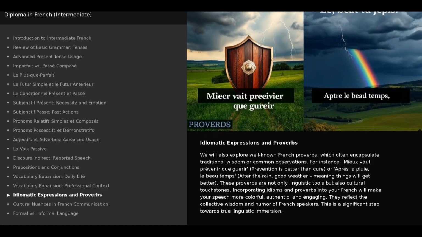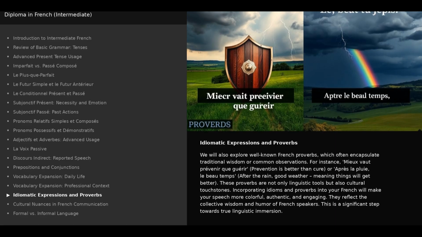We will also explore well-known French proverbs which often encapsulate traditional wisdom or common observations. For instance, mieux vaut prévenir que guérir, prevention is better than cure, or après la pluie, le beau temps, after the rain, good weather, meaning things will get better.